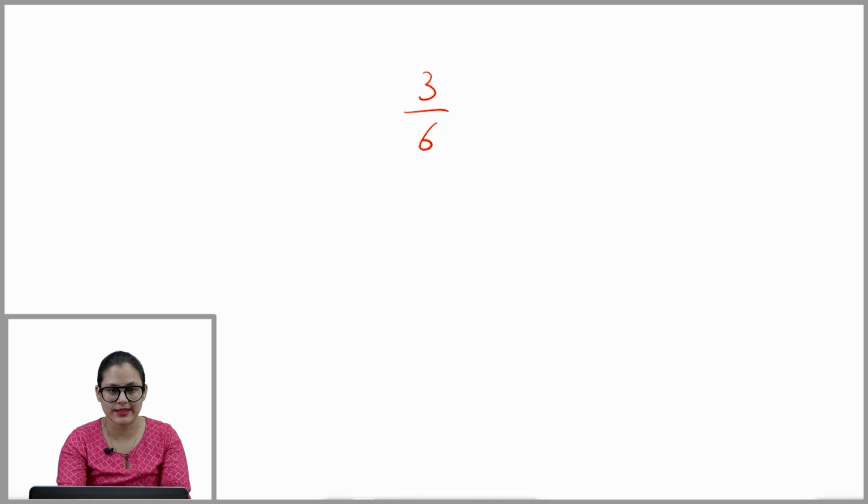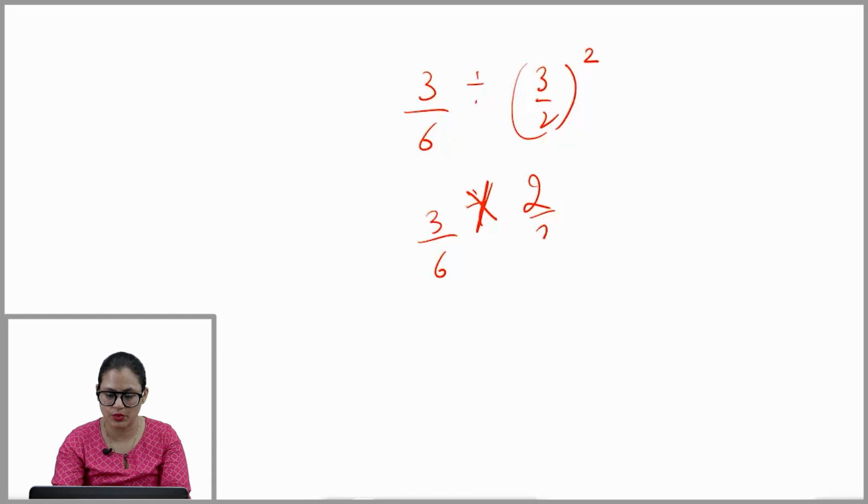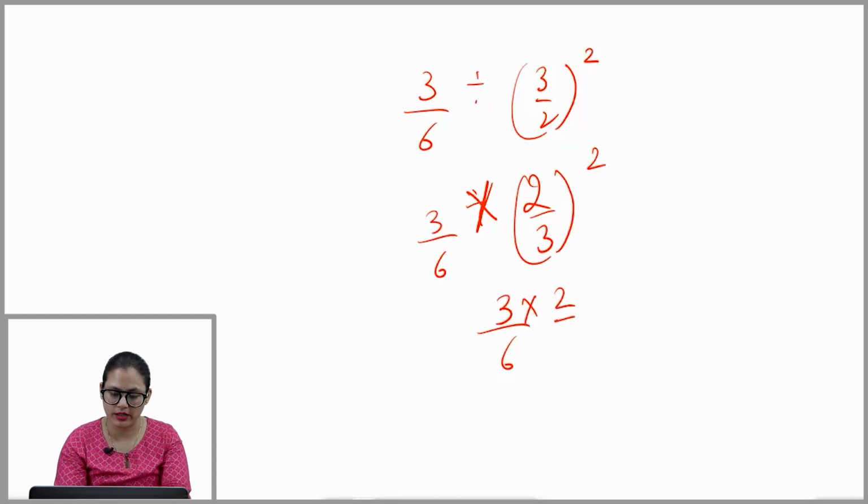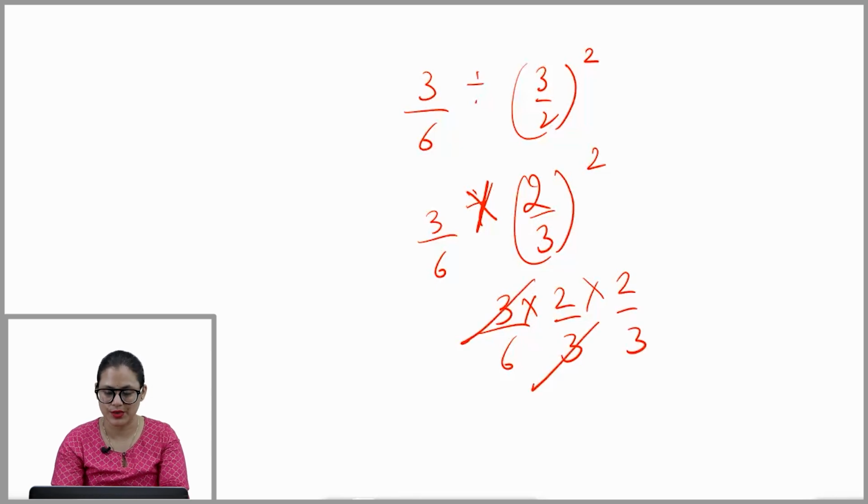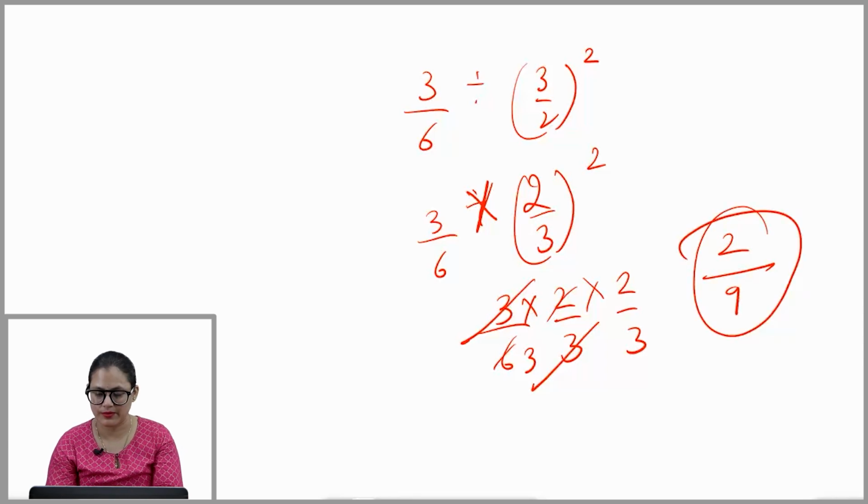3 by 6 divided by 3 raised to the power 2. Okay, now 3 raised to the power 2 divided, you can do it, multiply 2 by 3 raised to the power 2. Now 3 by 6 into 2 by 3 into 2 by 3. 3 goes, 2 3s are 6. Okay, so 2 by 9. This is your answer, right?